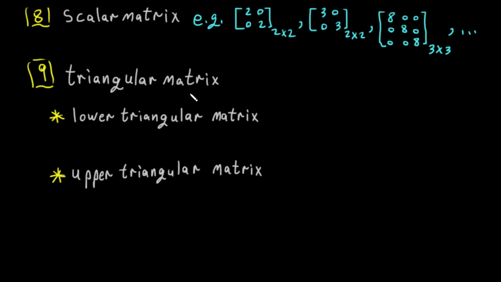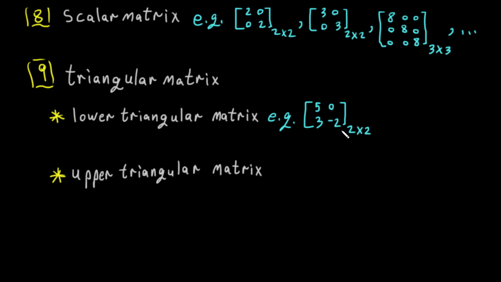Here we have the triangular matrix, which is either a lower triangular matrix or an upper triangular matrix. You can say this one is a triangular matrix, but if you want to be more specific, you can say lower triangular matrix or upper triangular matrix. What is a lower triangular matrix? For example, here 5, 0, 3, minus 2. This is a 2 by 2 lower triangular matrix.